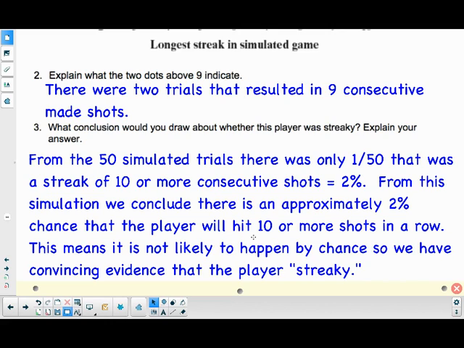From this simulation, we conclude that there's approximately, very important, it's not definite, this probability, an approximately 2% chance that the player will hit 10 or more shots in a row. This means it is not likely to happen by chance. So we do have convincing evidence that that player is streaky.